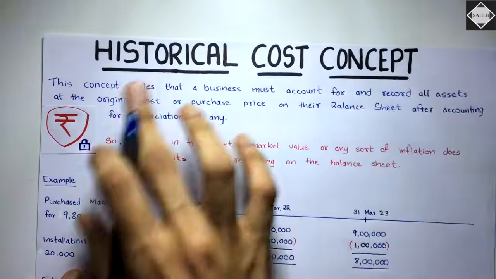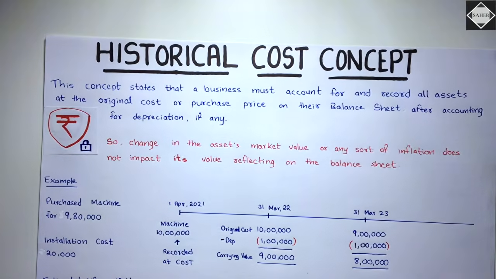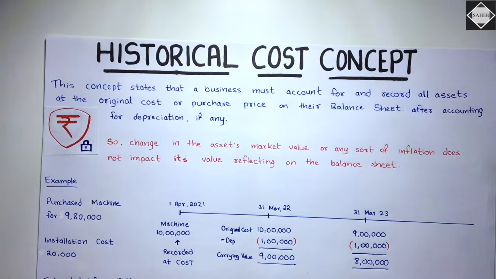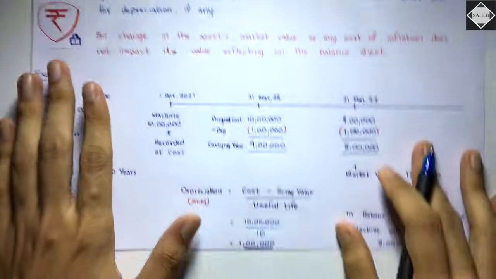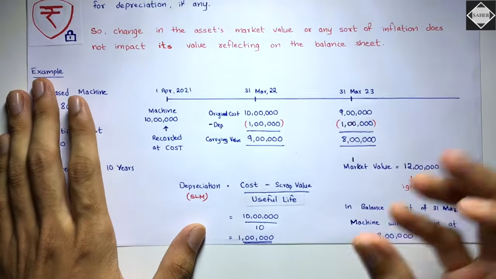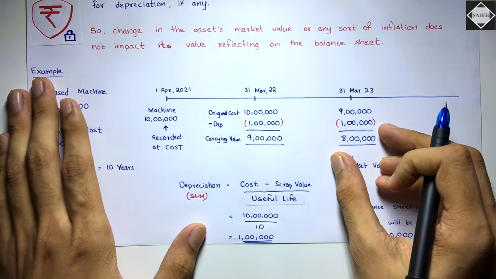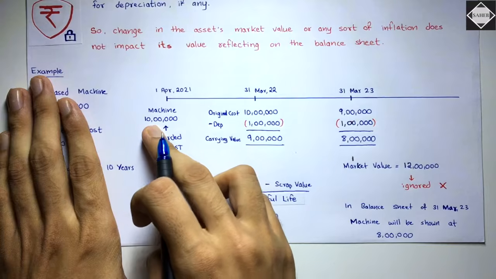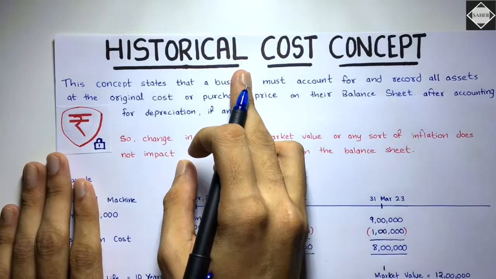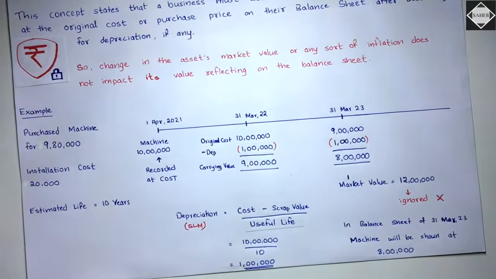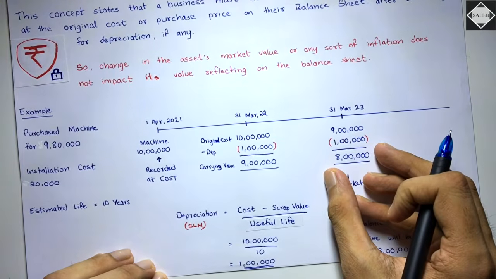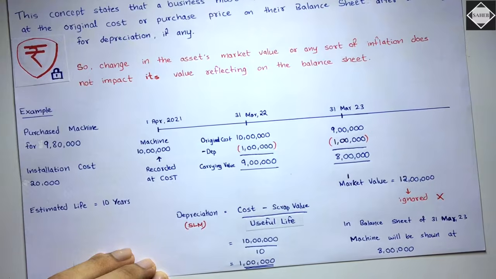Fine. Historical cost concept. Now you might be wondering, why is this concept called the historical cost concept? See, it's really simple. If someone asks you on 31st March 2023, what is the cost of this machinery? Then you will say it is 10 lakh, because that's the historical cost. But if someone asks you what is the book value of this asset, then the book value or the carrying value is 8 lakh. Is that clear? So this is the thing.